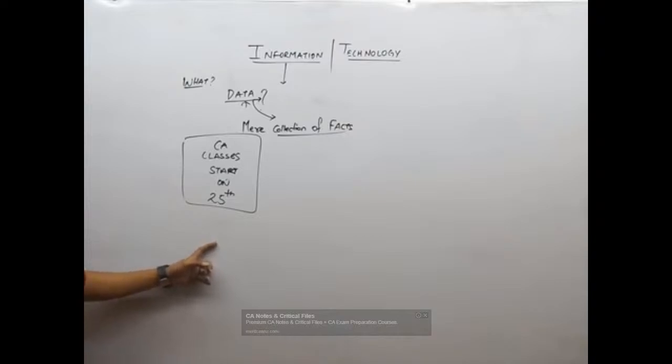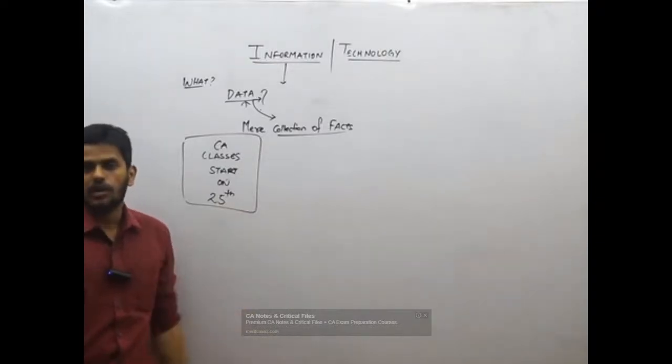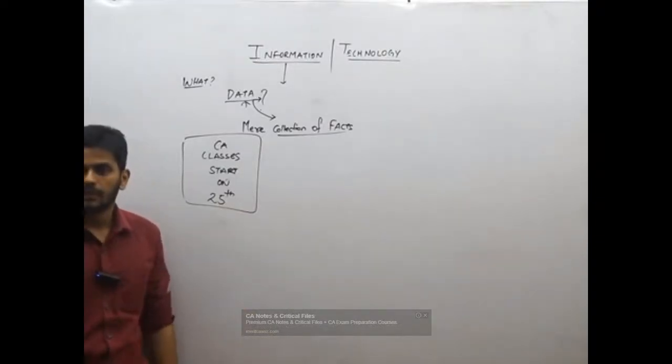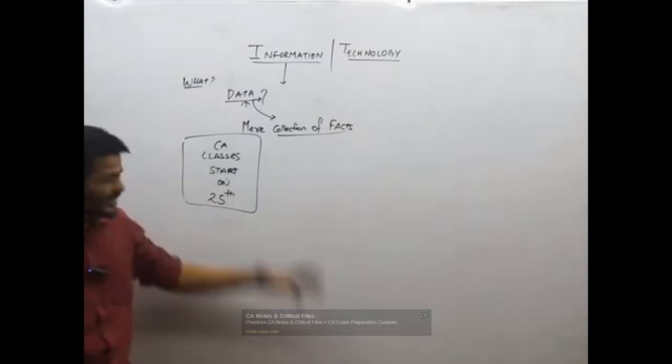Correct? Now please understand, as we add more and more clarity. He saw this board in February. So ideally what will he think? 25th is Feb 25th. That's what he thinks. It could be March 25th also. So it's lacking more clarity.